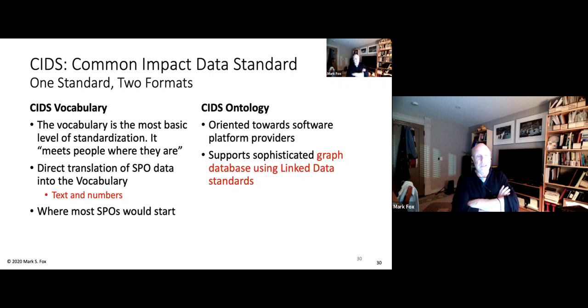The Common Approach has been developing an impact management standard, that is a methodology that is to be adopted across Canada by social purpose organizations. And the second thing that it has been developing is a standard for data. So CIDS is a common impact data standard. We have one standard, but two formats. One format is a vocabulary. I'm not going to get into it. It's a very simple representation. And the second one is an ontology along the lines that we've seen before. The ontology supports graph databases using linked data standards, semantic web standards of what we've seen in the first seminar.